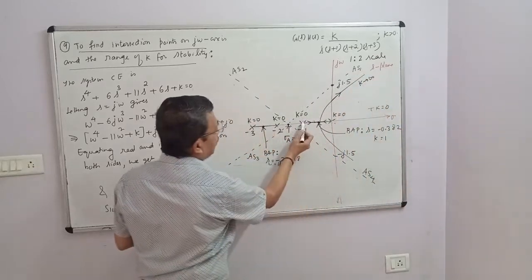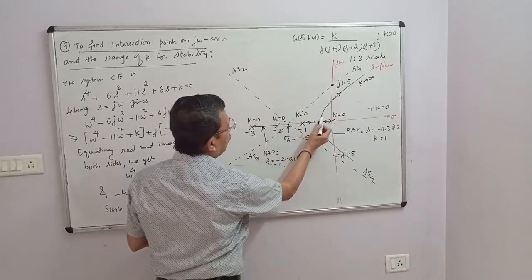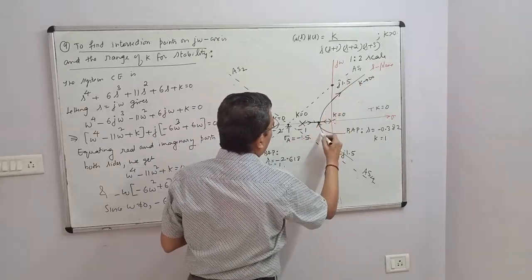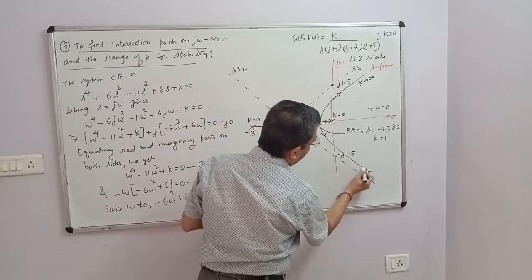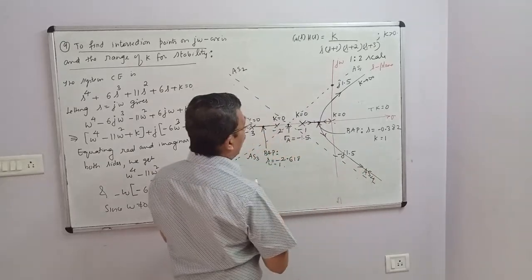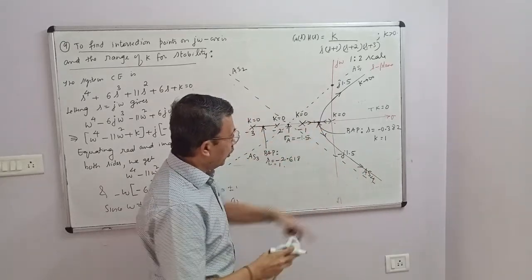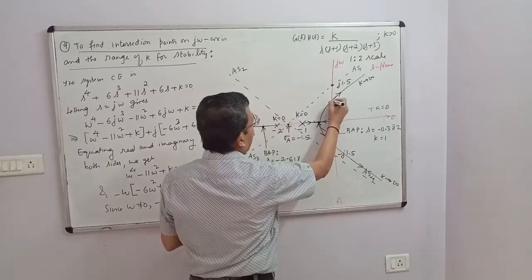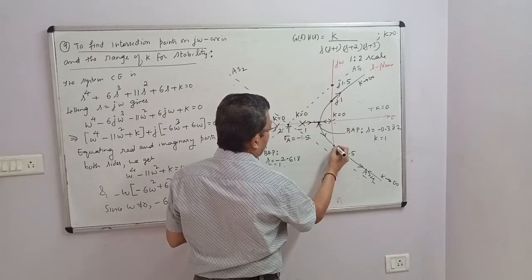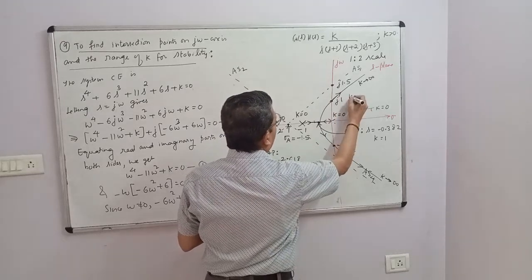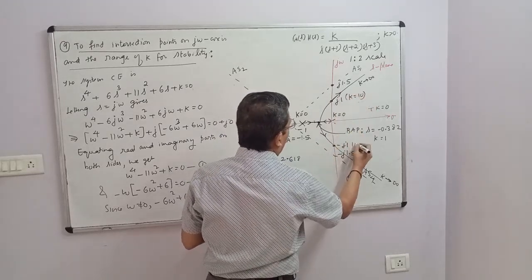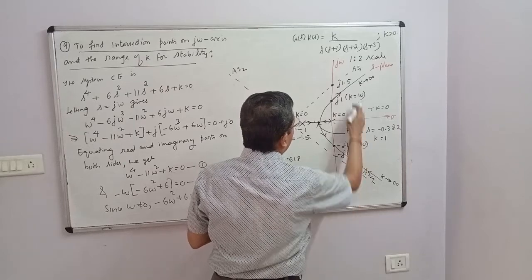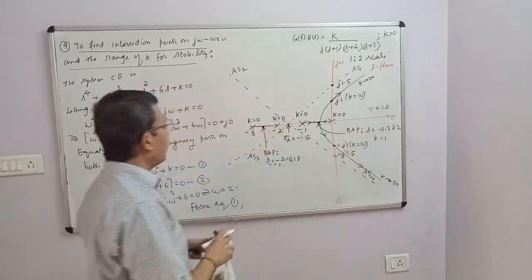This could be one branch starting on minus 1 and going to infinity along asymptote AS1. This could be the other branch, starting on this pole and going towards infinity along asymptote 4. The intersection point, this is plus j1, this is minus j1. The value of k at the intersection points is 10. Here also it is 10, here also it is 10.